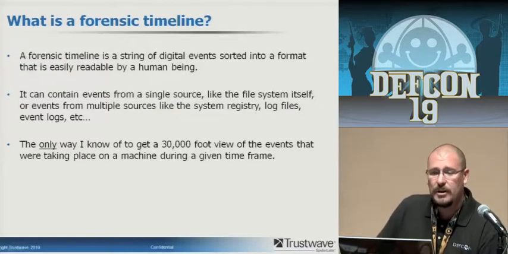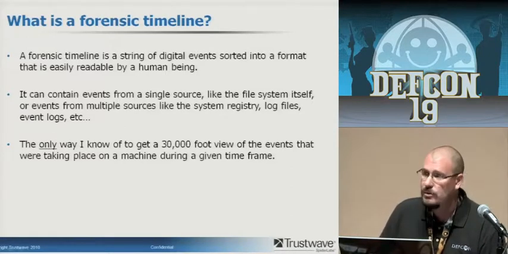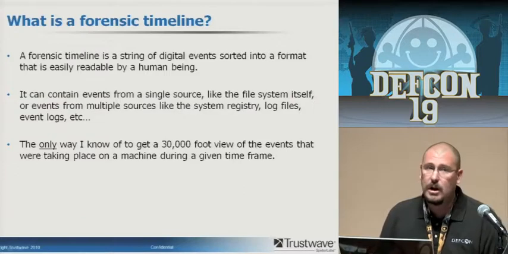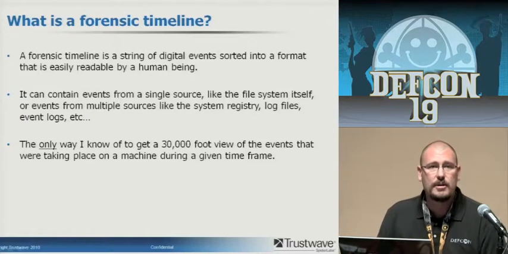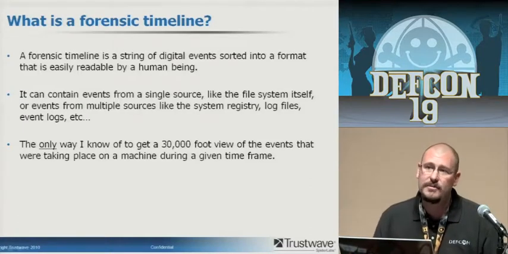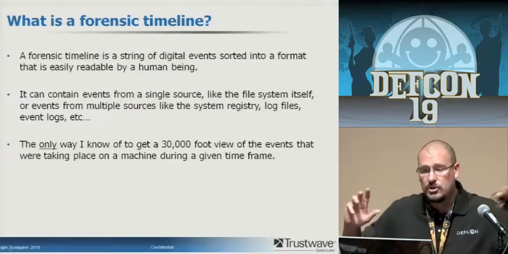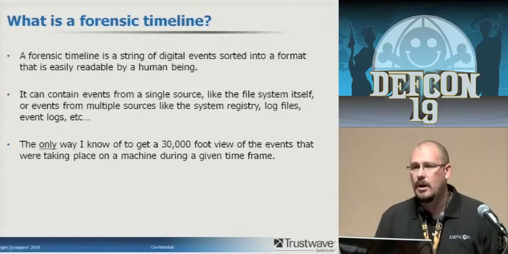What is a forensic timeline? A forensic timeline is a string of digital events that's sorted into a format that can be easily read and interpreted by a human being. Extremely useful in breach investigations. It can contain events from a single source, like just the file system, or log files, registry hives, event logs, just about anything that you can think of that records some kind of timestamp in the file system can be dumped into a super timeline. And it's really the only way I know of to get that sort of 30,000-foot view of what happened on a particular host around a specific time.